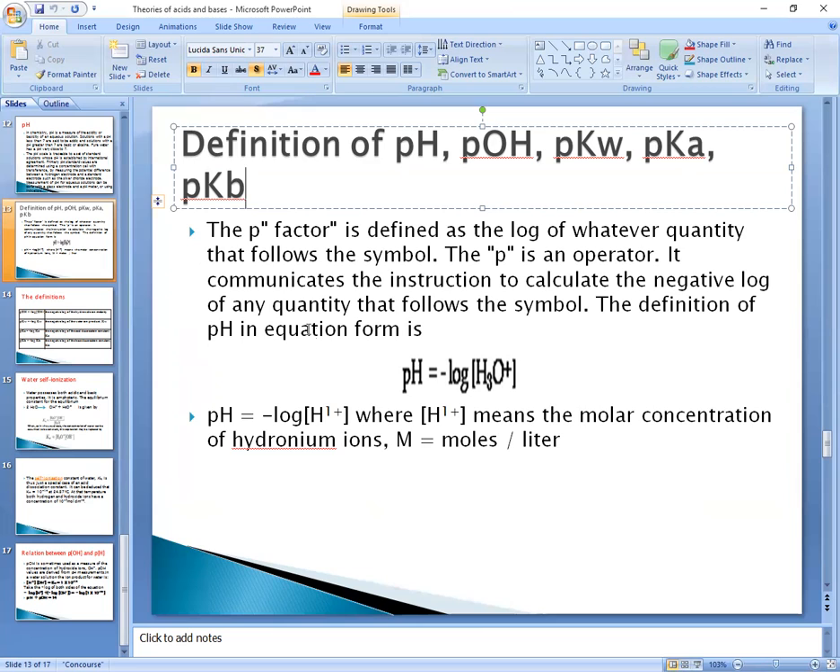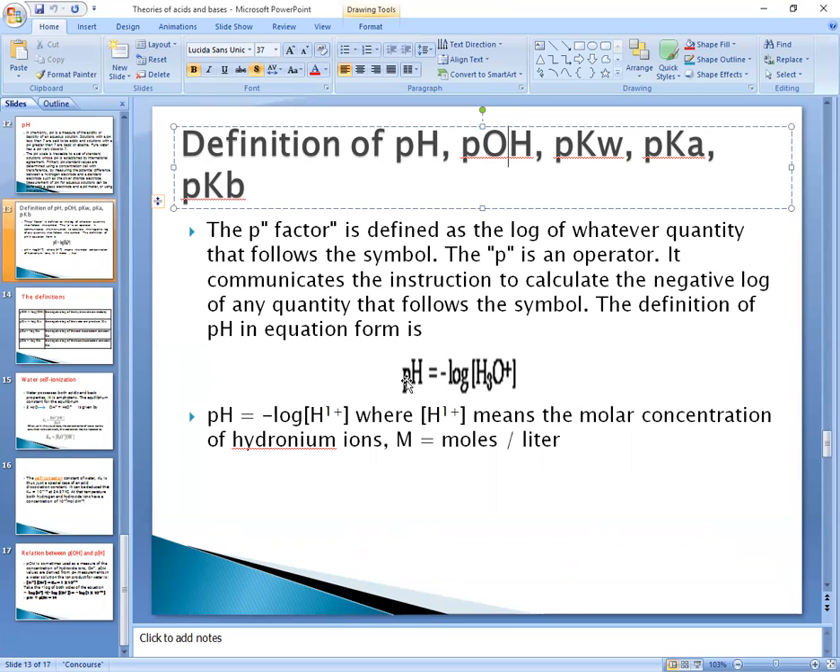P is an operator. It communicates the instruction to calculate the negative log of any quantity that follows the symbol. Like, if we take the pH, we can define it as pH is equal to negative log of hydrogen ion concentration. But if we take pOH, P is an operator of negative log of OH, the hydroxyl ion concentration.